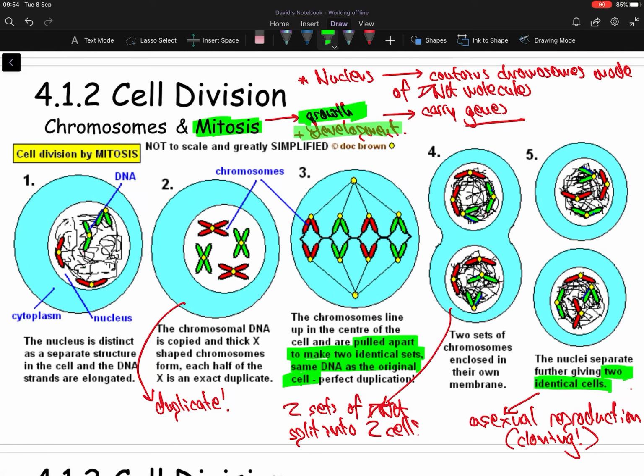It's an important thing to remember about mitosis. It's for growth and repair, and what's produced is identical. So two cells are identical, and you just have one cell division. So the cell itself just divides once to produce this identical cloned cell.